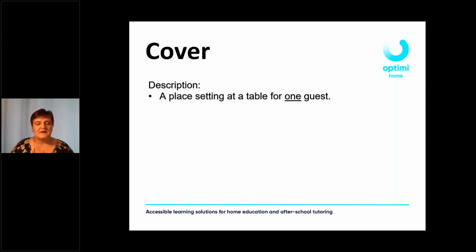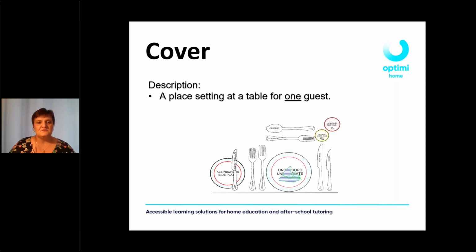Okay, now you need to understand what a cover means, and this is a question that is asked a lot in the exam papers. The kids get confused and they normally draw a whole table instead of only one setting for a person. A cover means a place setting at a table for one guest only. So in other words, if you need to draw this in your practical lessons or your PAT, it's only this one cover for one person. So just take note of a cover and what it means.